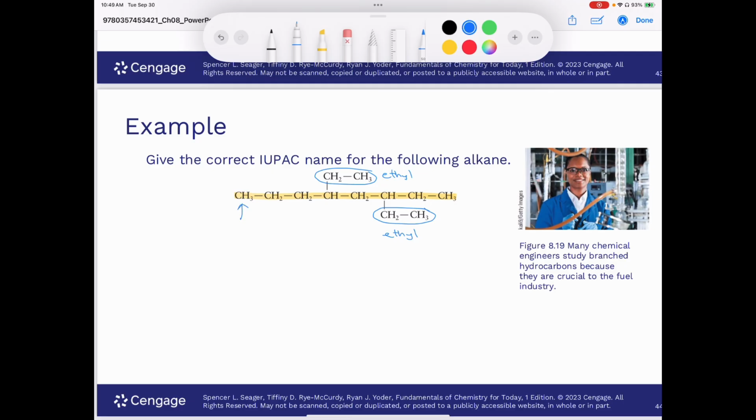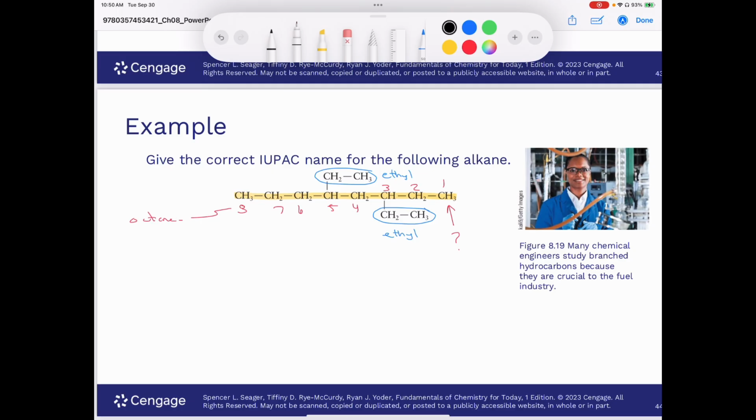Now, which end are we going to start numbering from? Should I start numbering from this end? Or should I start numbering from this end? Well, remember the rule was we want to give the first substituent the lowest possible number. So I should start from the end with the red writing on it because then my first substituent is going to be on the third carbon. If I started on this end, which would be wrong, it would be 1, 2, 3, 4. My first substituent would be at carbon 4. What's a lower number, 3 or 4? The answer is 3. And so we're going to erase all this and finish this up. So 1, 2, 3, 4, 5, 6, 7, 8. So if it's got 8 carbons, this is some kind of octane.